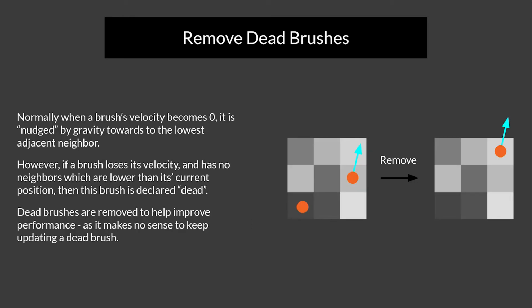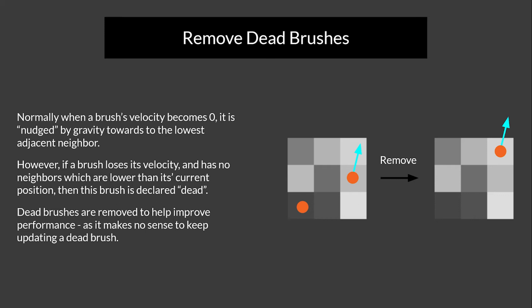Now, normally, when a brush's velocity becomes 0, either due to drag or interactions with the normal force, the algorithm looks for adjacent neighbors which have a lower elevation than the particle's current position. Of those, it picks the one with the lowest elevation, and it nudges the particle a little bit towards that direction, so that we can keep the simulation going and explore more of the image.